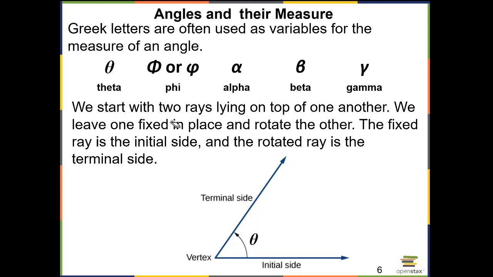So we start with 2 rays. These are lying on top of one another. So we start with two rays like this. One of them is here, the other one is on top here. And then we move one of them, we keep this one here. That's the initial side. And the other one we rotate either this way or the other way. We're going to talk about that. But for now, let's say counterclockwise. We rotate it and make an angle, right? So that's the terminal side right here. And the one that we keep fixed is the initial side. And of course, this is the vertex of the angle.